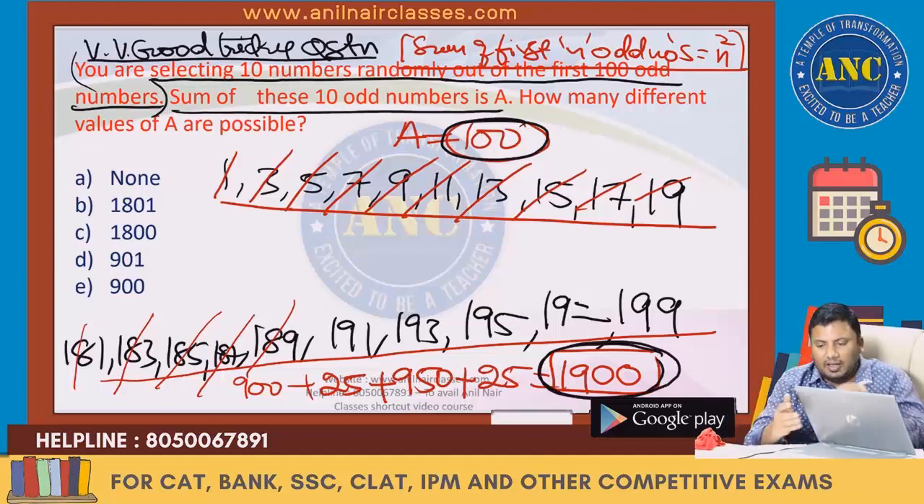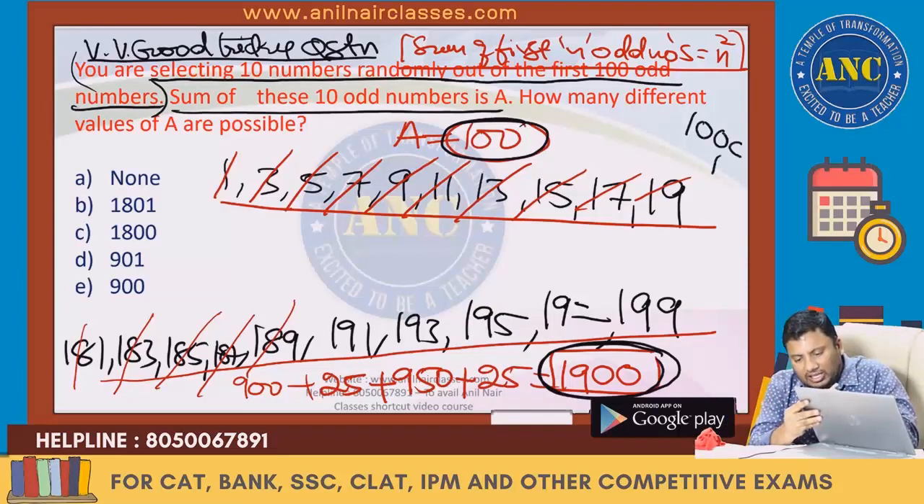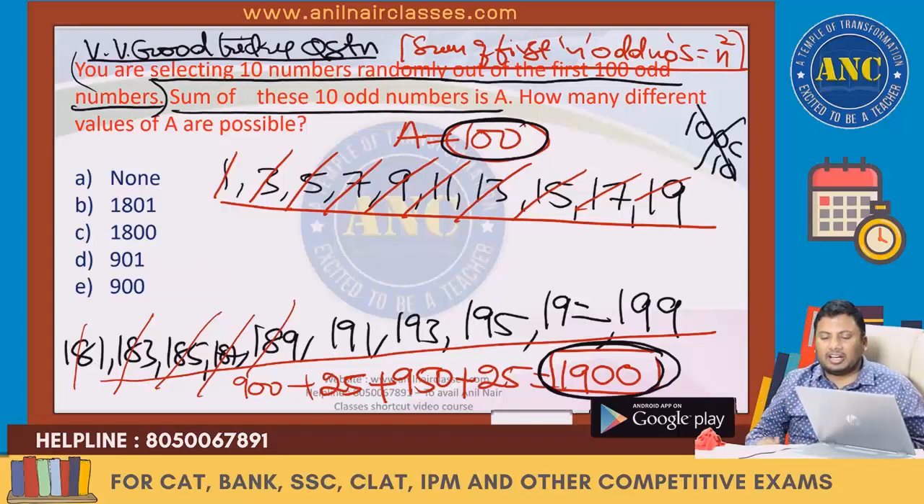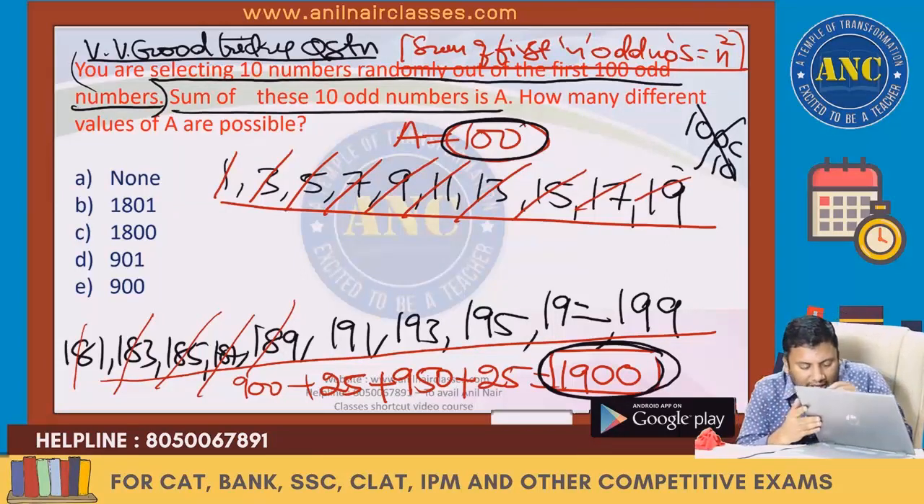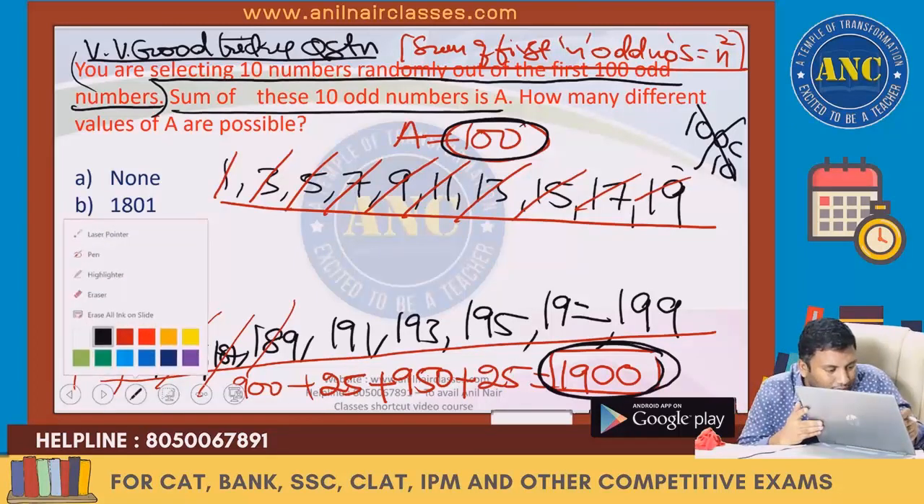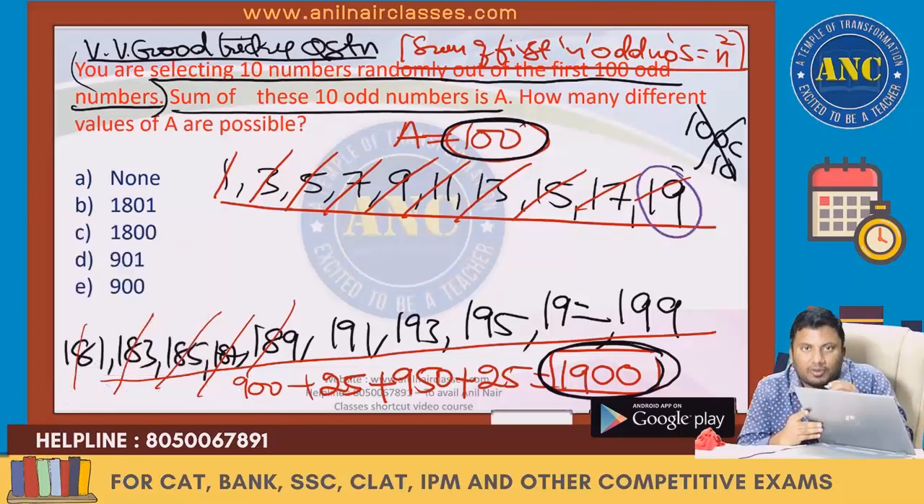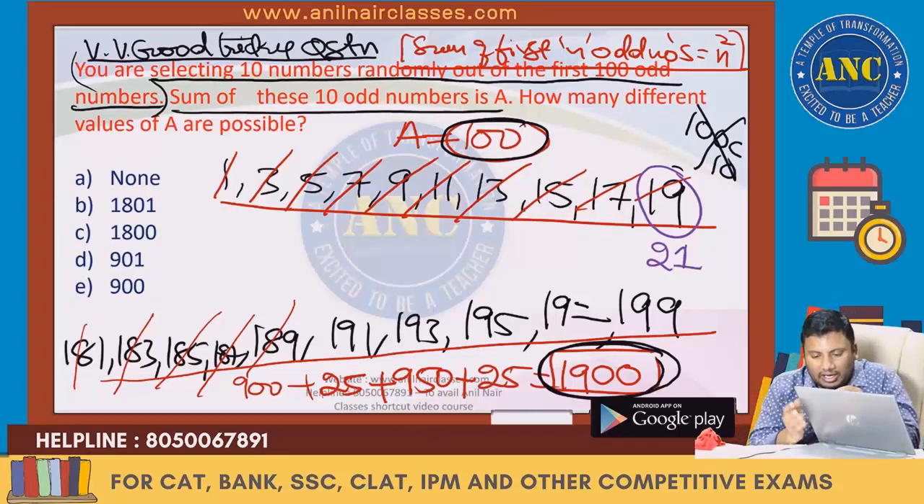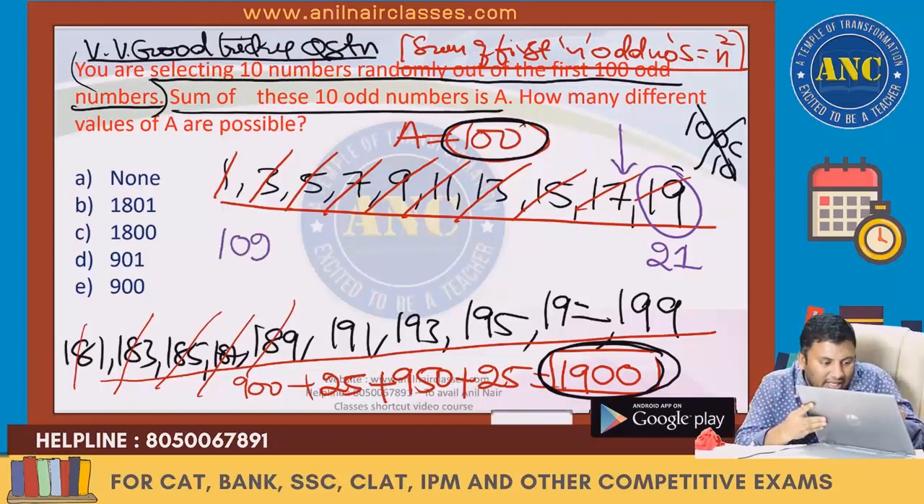Beta, see here, why is 100C10 incorrect? Listen carefully. The lowest 10 sum is 100. I have to take 10 odd numbers. If I remove 19 and replace it by 21, till here it is 81, and 81 plus 21 gives 102. Are you with me?